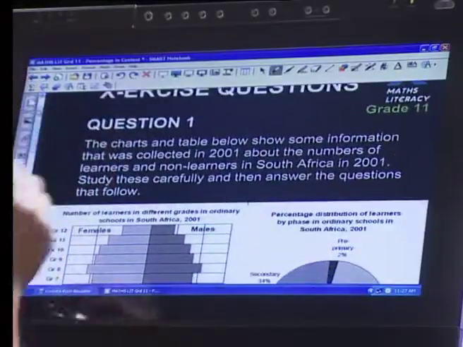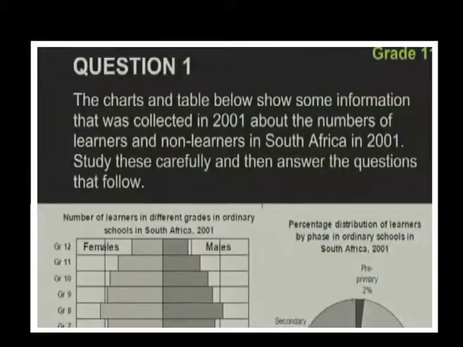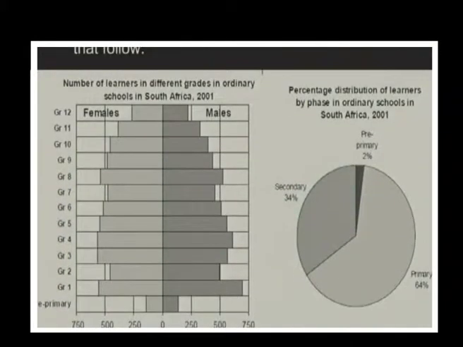So now let's quickly go through some of your homework and see what the questions are involved for your homework. Right, the charts and tables below show some of the information that was collected in 2001 about the number of learners and non-learners in South Africa. We've got to study them carefully and then answer the questions that follow. So I'm just going to go through each one of the tables for you to help you analyze, and then you can do the homework on your own.